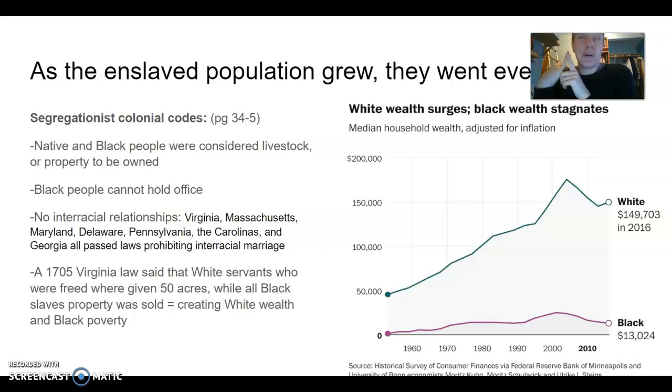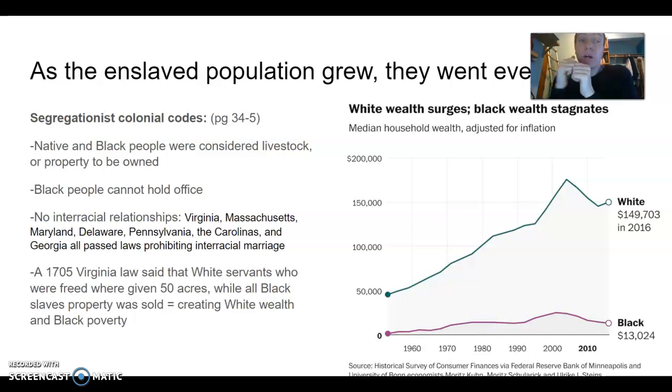First one is that Native people and Black people were classified as livestock, or the property of the person that owned them as slaves. Also, Black people were not allowed to hold office. No interracial relationships were allowed, and this was all over the colonies: Virginia, Massachusetts, Maryland, Delaware, Pennsylvania, Carolinas, and Georgia. And there was also a law passed that continued to reward white people and punish Black people who were from the lower class.